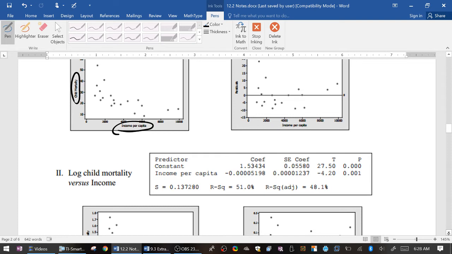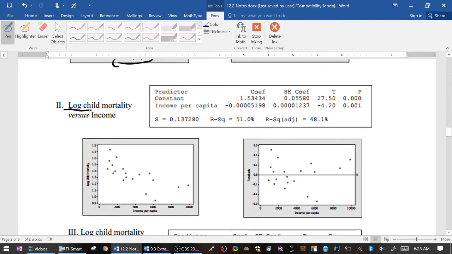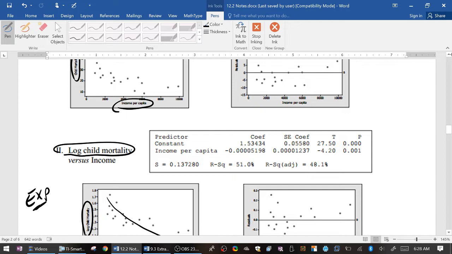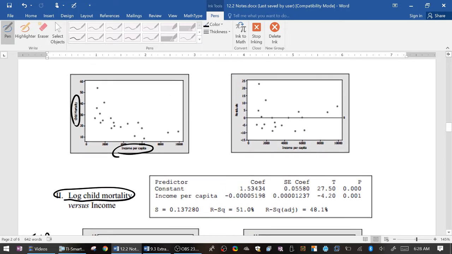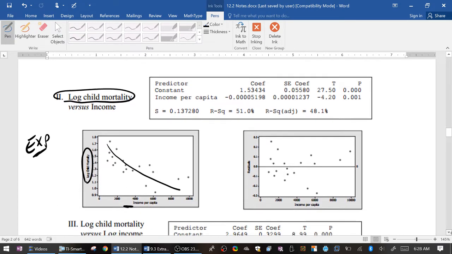If we scroll down to the next section, it says log of child mortality versus income. So if you notice, we've got a log on the y-axis, but we don't have a log on the x-axis. So that tells us that that is an exponential model. We still have a little bit of a curve, but it definitely looks more linear than the problem above it. The problem above it looks like it's pretty curved.